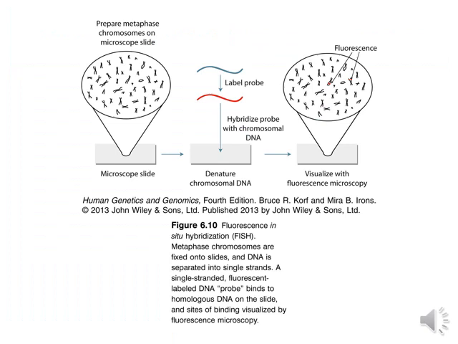This slide is from your core textbook, and it's showing fluorescence in situ hybridization. You can see the metaphase chromosomes are fixed onto slides, and the DNA is separated into single strands. A single-stranded fluorescent labeled DNA probe binds to the homologous DNA on the slide, and sites of binding are then visualized by using the UV microscope for fluorescence microscopy.